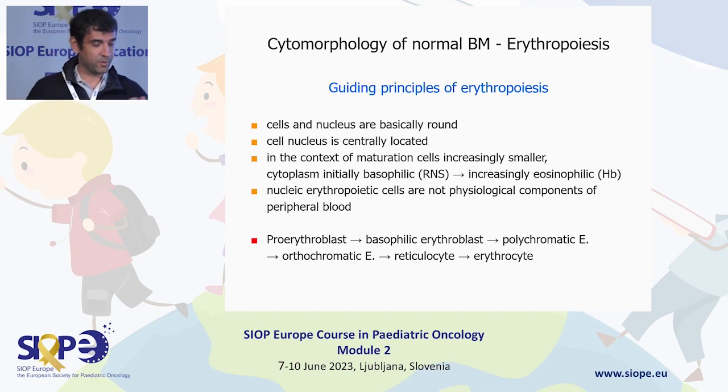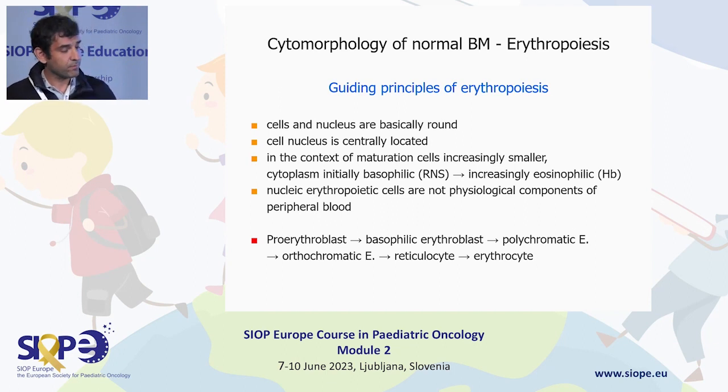Before coming to the quiz, because this is what's behind this presentation, I would like to guide you through a few principles that you should know about erythropoiesis, myelopoiesis, and the other cells which are usually in the bone marrow. And I would like to start with erythropoiesis. These cells are usually round. The nucleus is also basically round, and in most cases centrally located. And in the context of the maturation of the erythroid cells, the cells become smaller, and the basophilic cytoplasm, which is initially present, becomes increasingly eosinophilic.